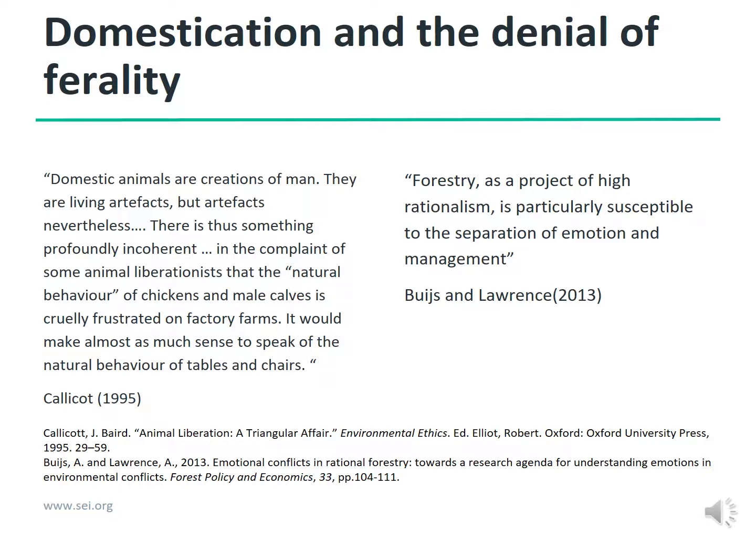Budis and Lawrence talk about forestry as a project of high rationalism, where there is a separation of emotion and management. But forestry does not quite conform to domestication. Trees, by outliving and outgrowing humans, are seen as not being completely domesticated, and it's difficult to completely conceptualise trees as being within our control.